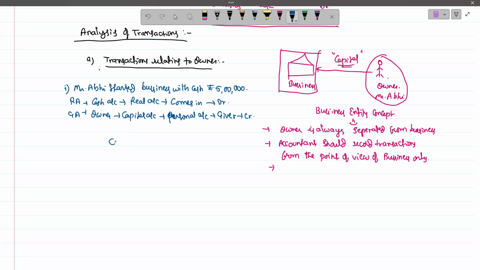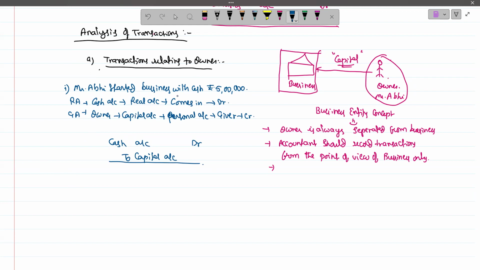So what is the journal entry to be recorded? Cash account debited to capital account. Here the amount is brought by the owner into the business. Then the receiving aspect is nothing but what? Cash. Cash account is a real account.